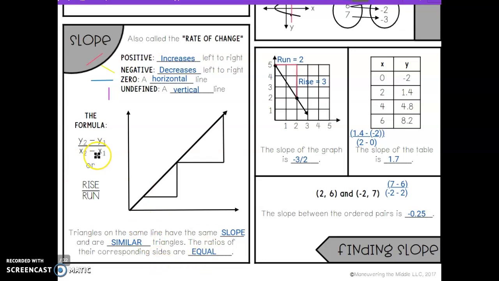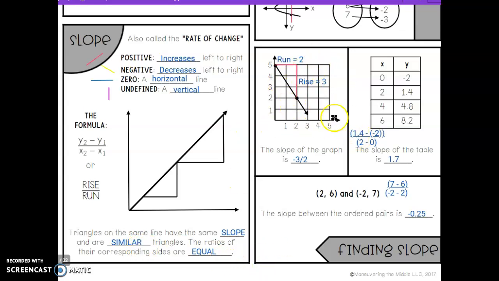Now, if you need to find slope and you are given either a table or an ordered pair, please remember to use this formula, y2 minus y1 over x2 minus x1. It's also called rise over run if you were given a triangle. When two triangles are similar, they are going to have the same slope. These are also considered similar triangles. They are the same shape, but different sizes.